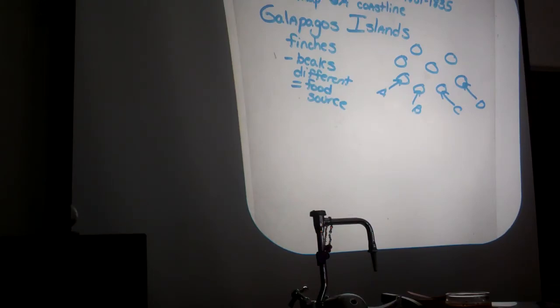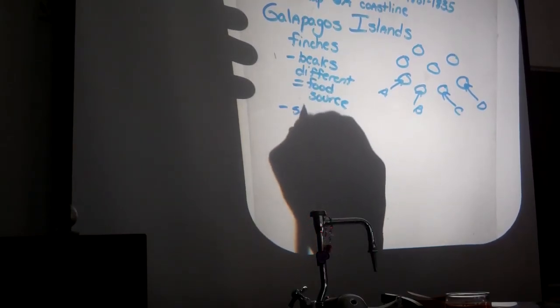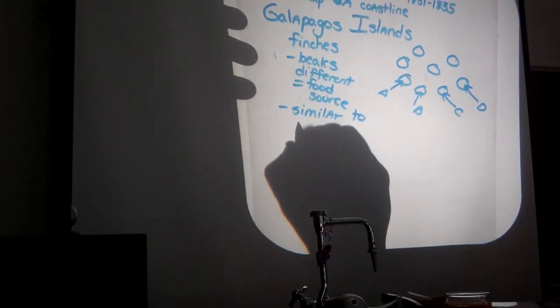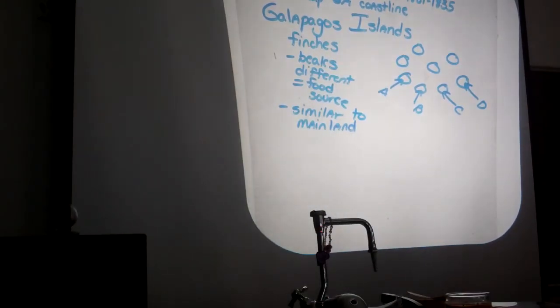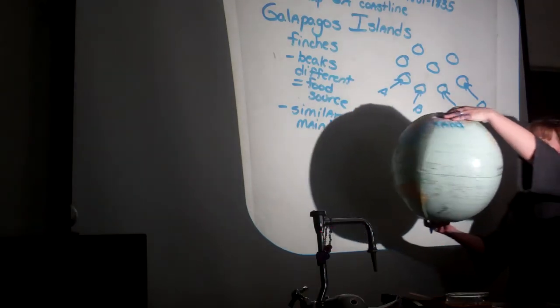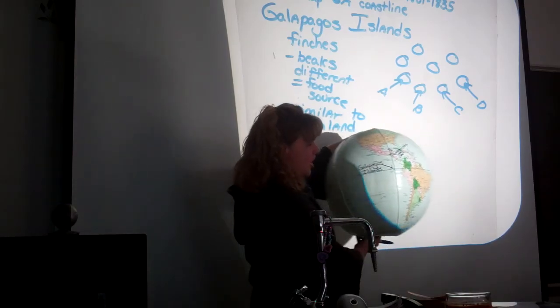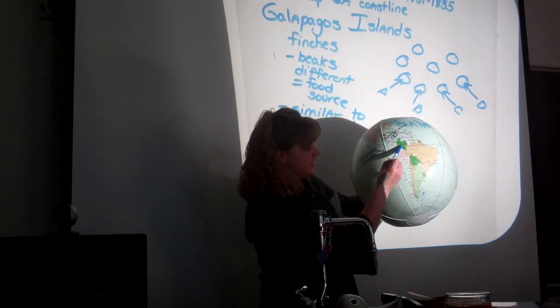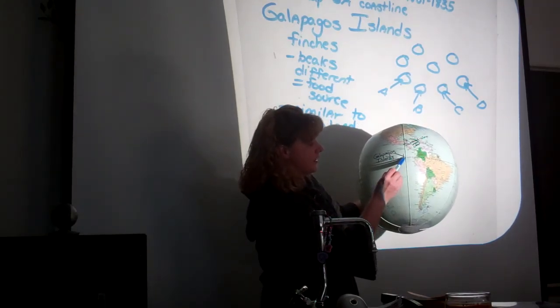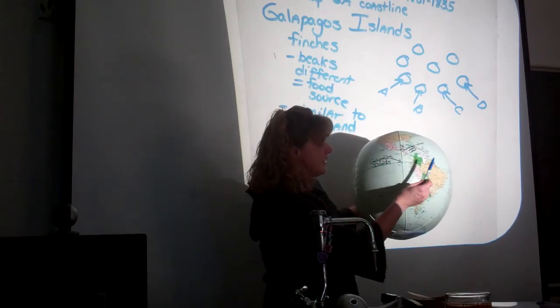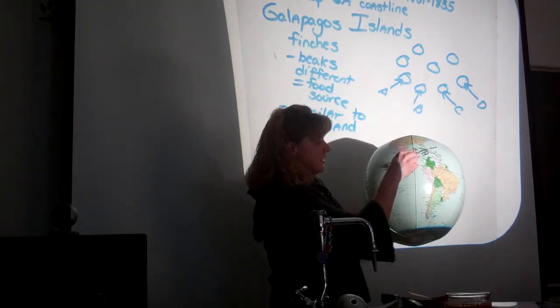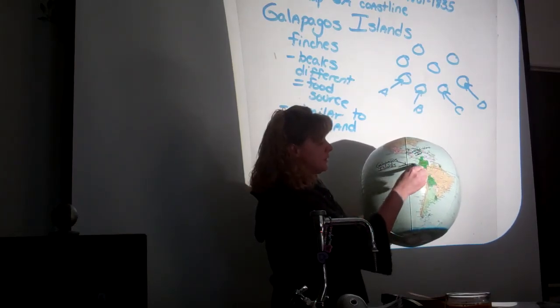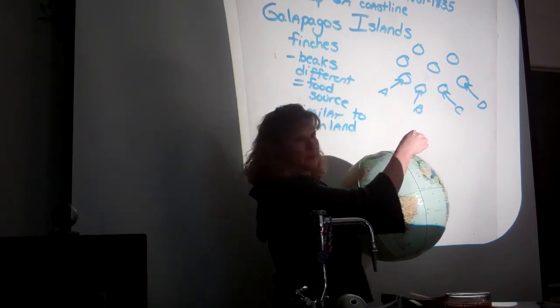And he wondered, and then he also noticed something else, though. He also noticed that these finches were also similar to the mainland finches in South America. In other words, he said, okay, not only are they similar to each other, but they're similar to the finches from the mainland. By the way, I think you guys have seen this little globe. This is where the Galapagos Islands are. They are off the west coast. Oh, this is South America. This is North America where we live. We got the Galapagos Islands off the west coast of South America. So he said, not only are the birds kind of similar to each other yet different, but they're also similar to the birds over here. Not over here where he was from, but here.